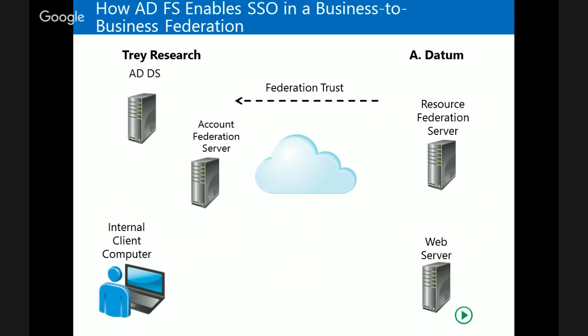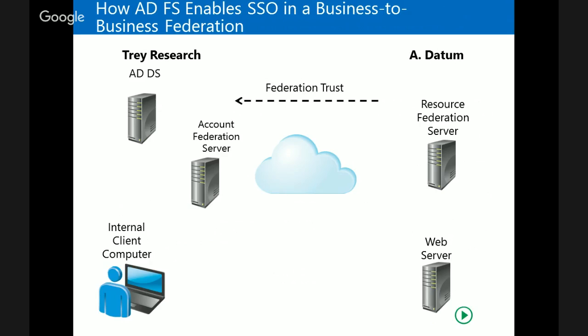In Trey Research, they have set up federation services. They built a federation server. They have Active Directory installed. Things good. And then they decided to build a trust with A. Datum. A. Datum has a federation server on their side, and they're the ones doing the trusting because they're running the resource, the web server that my internal client wants to get to.